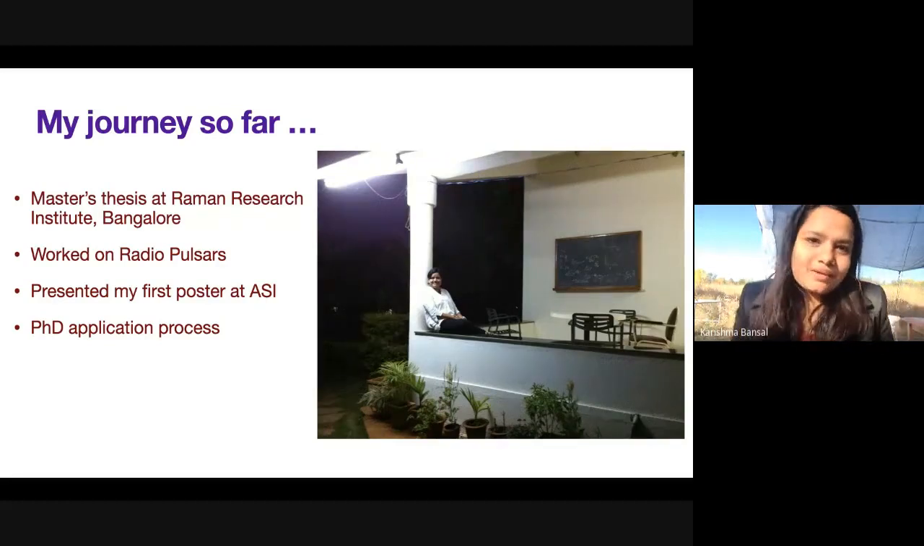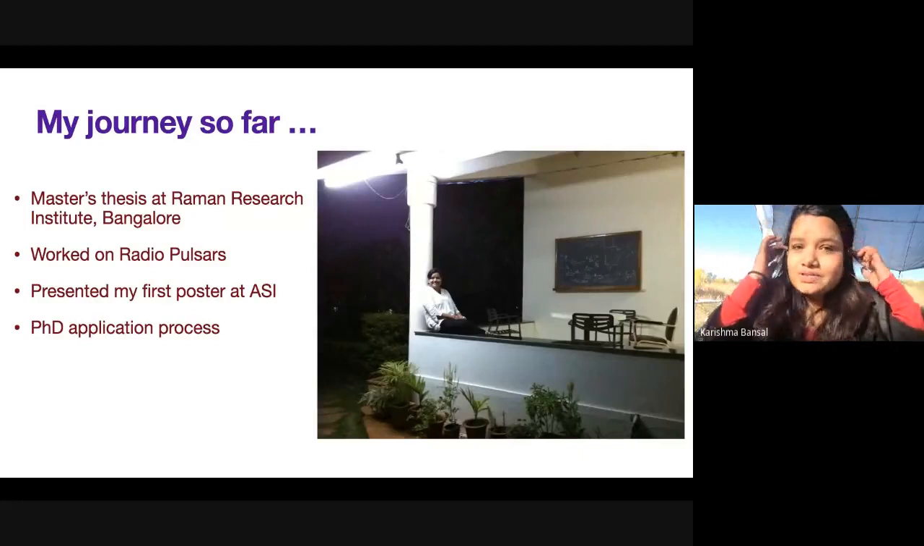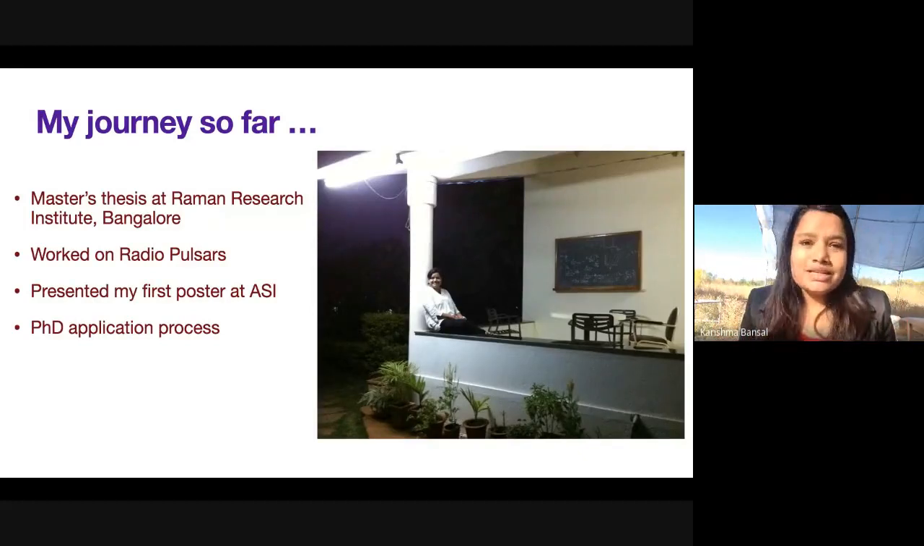So yeah, I went to Bangalore and I worked on pulsars. I worked on multi-frequency study of one specific pulsar, and I got to present my first poster at the Astronomical Society of India, which was a very interesting experience.